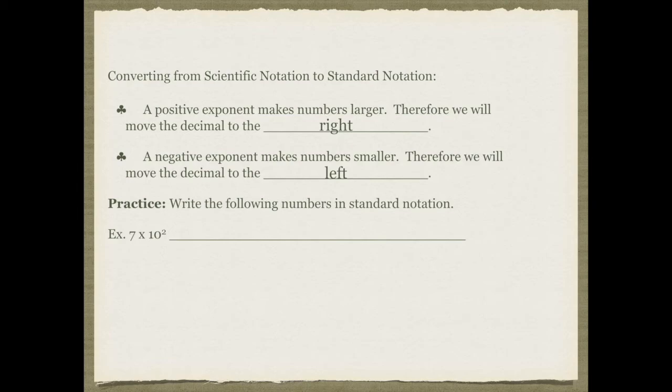Since that exponent is positive, that means I'm going to move the decimal 2 places to the right. And since the decimal is behind the 7, that makes it 700, because I moved that decimal over 2 places and then filled in zeros for those spots. Now, if instead it were 7 times 10 to the negative second, I would move the decimal place to the left. And since it would be 2 places to the left, it would be 0.07. Okay? And so that's how you convert from scientific notation to standard notation, and standard notation back to scientific notation.